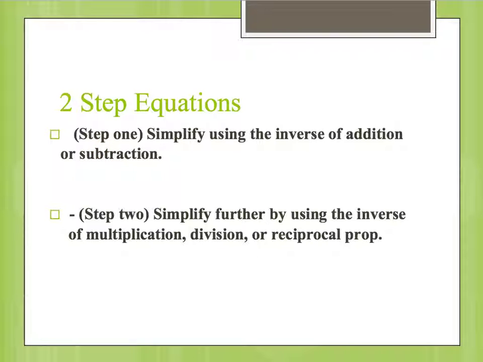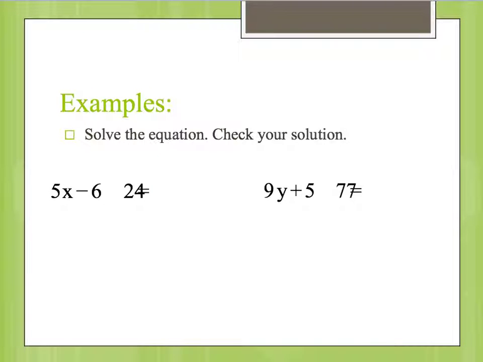Step one, we're going to simplify the equation first by using the inverse or opposite of addition or subtraction that we see in the equation. Step two, we'll simplify the equation further by using the inverse of either multiplication or division that we see within the equation. I also want to point out too, if again we see a fraction as a coefficient, we can also use what's called the reciprocal property to isolate the variable. And we'll talk more about that when we see some examples with them.